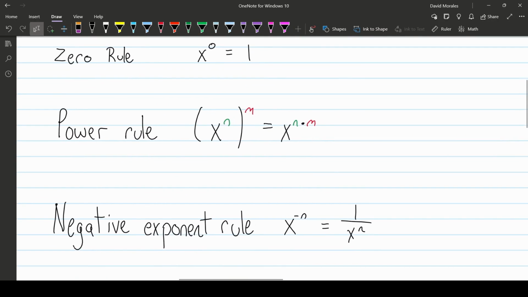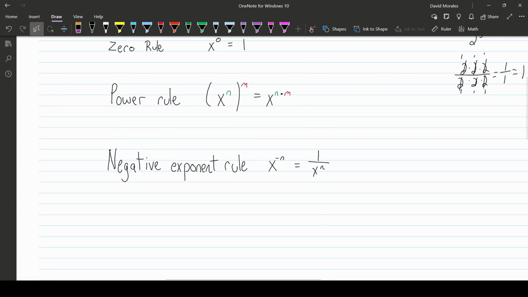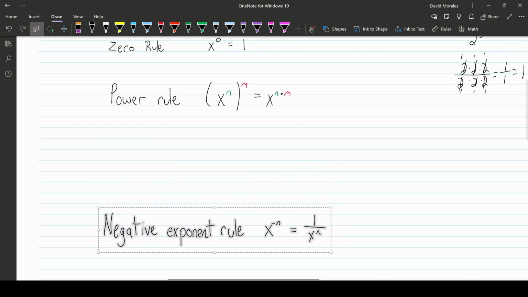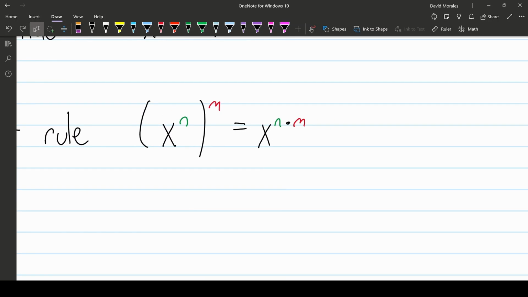Now, let's talk about the power rule. The power rule states, hey, if I have a number, any number, raised to an exponent and then again raised to another exponent, this is the only time where you multiply the exponents. x to the n times m.